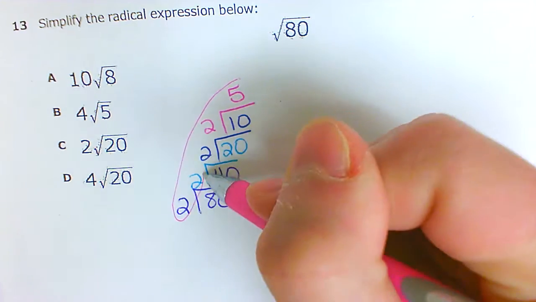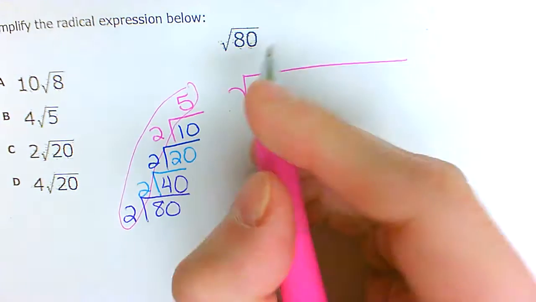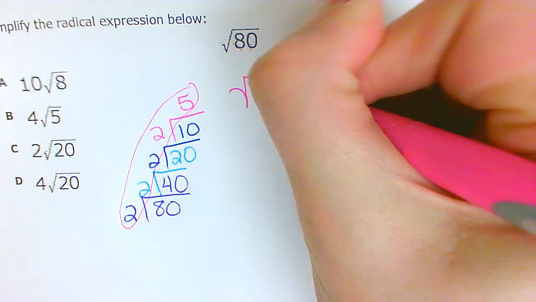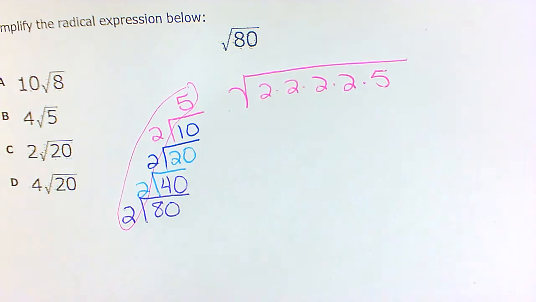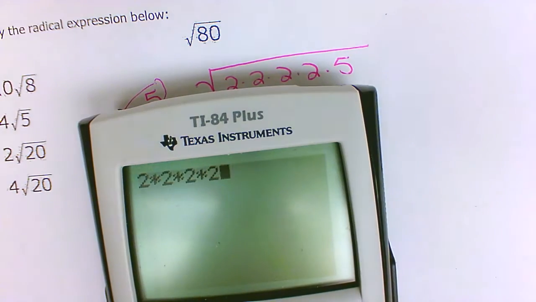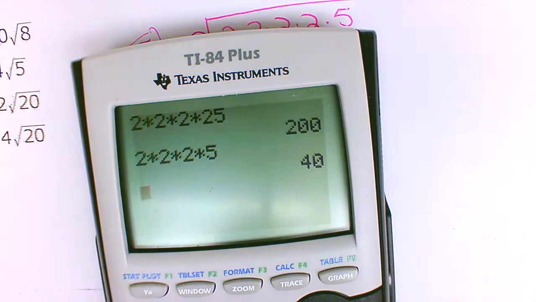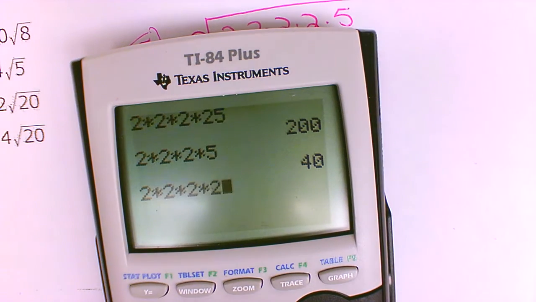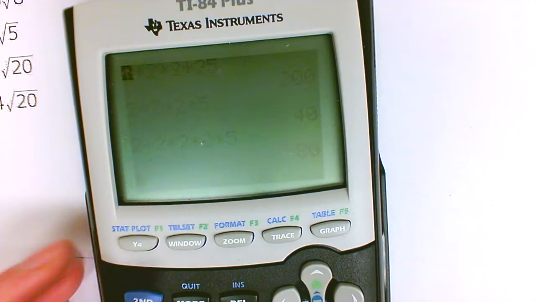So all of my numbers on the outside of all the houses are going to be my new 80. So I've got 2 times 2 times 2 times 2 times 5, and you can plug that into your calculator to double check and make sure that it really does multiply to give you 80. There was 4 2s and 1 5. That does multiply to give me 80.